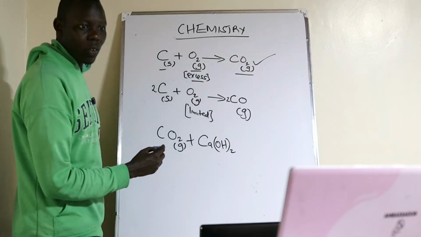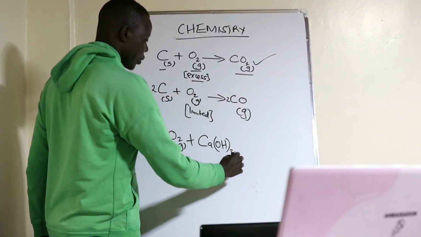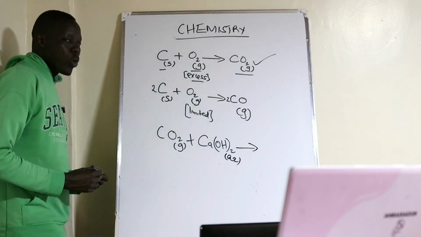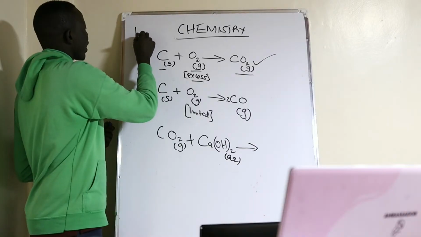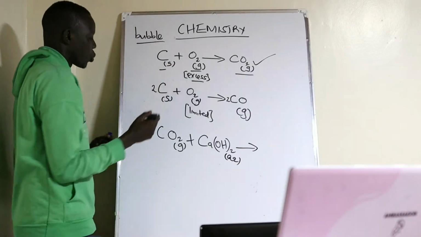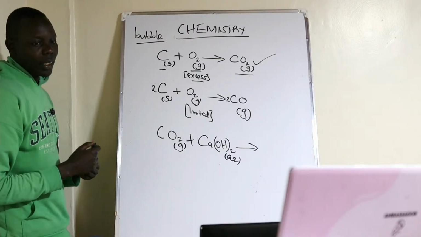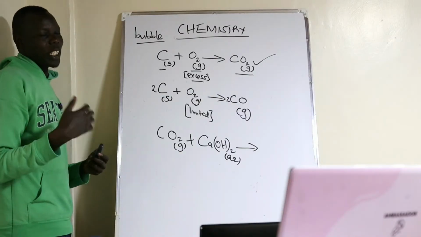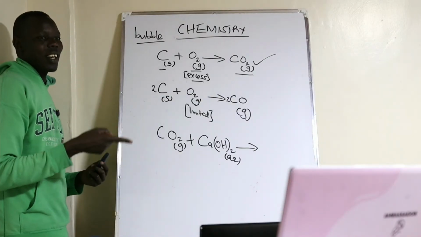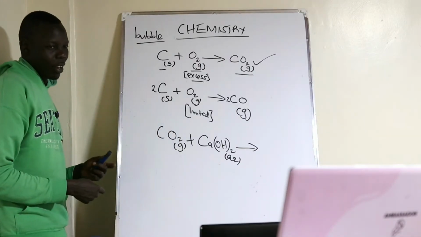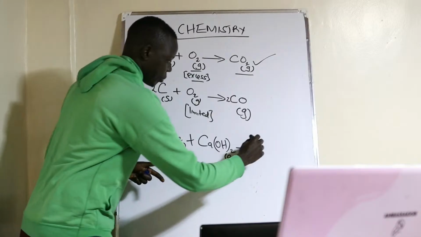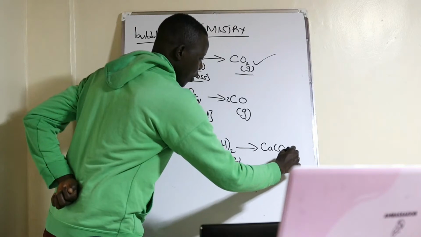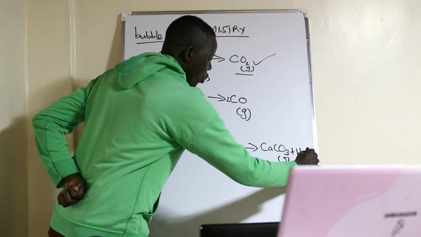What is the state symbol for calcium hydroxide? It's aqueous. Now, in this case, the best word is you are bubbling CO2 gas through calcium hydroxide. The reaction will be in such a way that a white precipitate will be formed. And we must be able to explain what this white precipitate is by the use of equations. The white precipitate is calcium carbonate, which is a solid, then plus water, which is liquid.